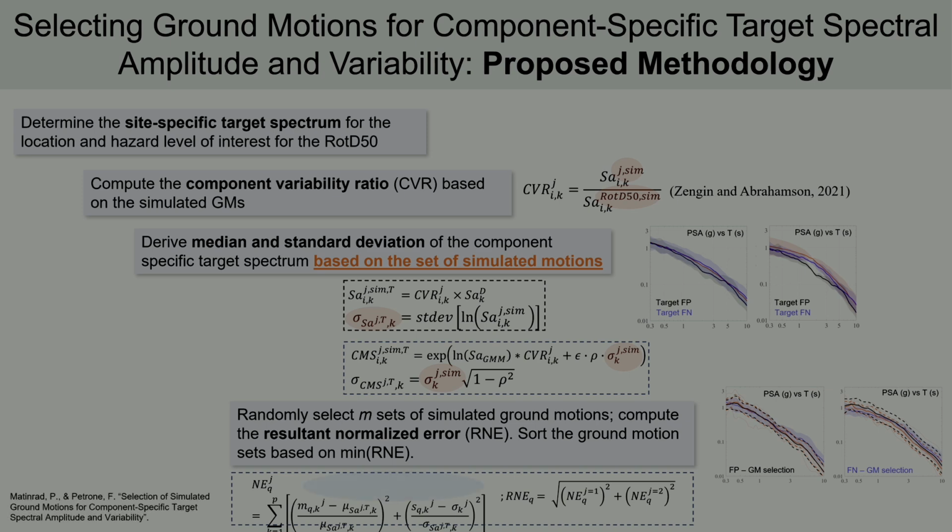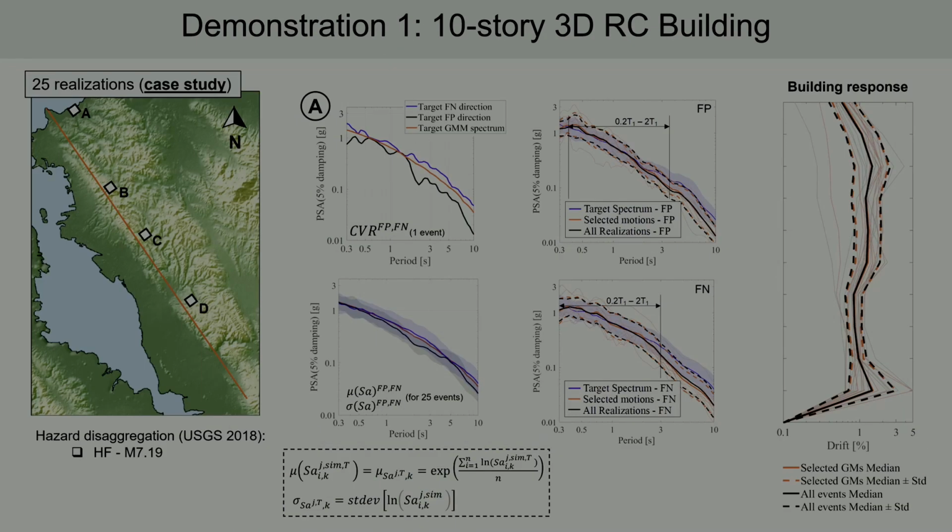All right, so now quickly, a couple of demonstrations of the application of this methodology. Demonstration number 1 will be on a 10-story 3D reinforced concrete building. I'm making reference to site A here and the 25 realizations I mentioned earlier. One thing to clarify up front is that we are using the 25 realizations because those were the realizations we had at that time, but we acknowledge that these do not represent the expected aleatory variability at the site of interest, in this case site A.